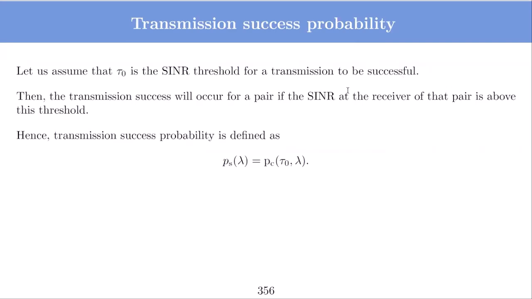So the transmission success will occur for a pair if the SINR at the receiver of that pair is above this threshold. In that case, the transmission success probability is the same as the coverage probability evaluated at T naught, because this is the probability that the SINR is above T naught. So this will give me the success probability.